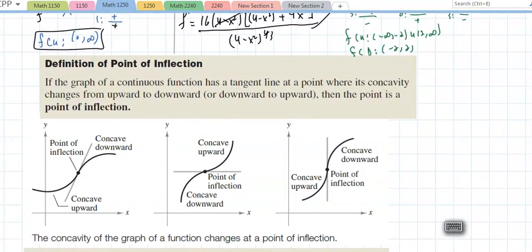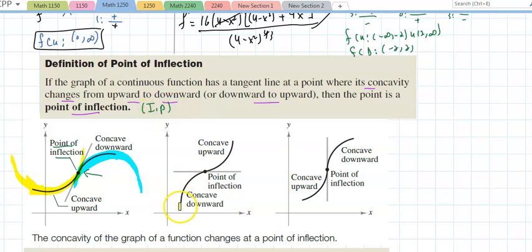They're stating that in a definition. They say if the graph of a continuous function has a tangent line at a point and its concavity changes from up to down or backwards, then that point is an inflection point. So if I think of parabolas, if I graph a parabola, this should look like a parabola. Well, that's concaving up, and do you notice this is concaving down? So this, again, I'm thinking of parabolas. The point where you think the graph switched from concaving up to start concaving down is the point of inflection, or simply inflection point.